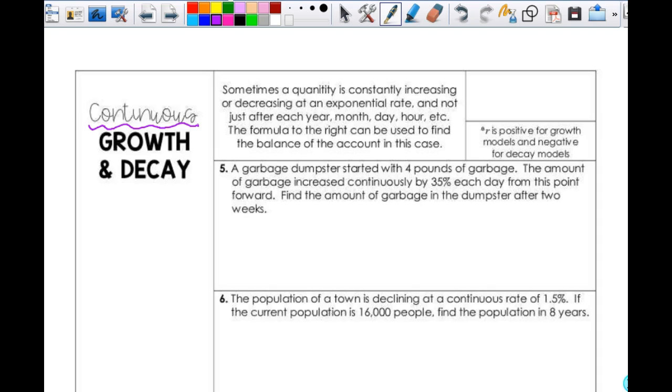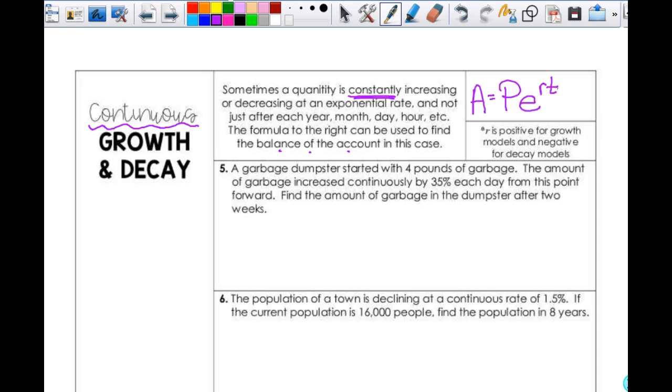So it says sometimes a quantity is constantly increasing or decreasing at an exponential rate, and not just after each year, month, day, hour. So the formula to the right can be used to find the balance in the account. Now this says balance in the account because we usually use it for money, but it's not all about money, and these examples aren't even all about money, so that's a bad wording there. But it looks like this. I know this will look familiar to you. A equals P times e to the rt power. It's your PERT formula.